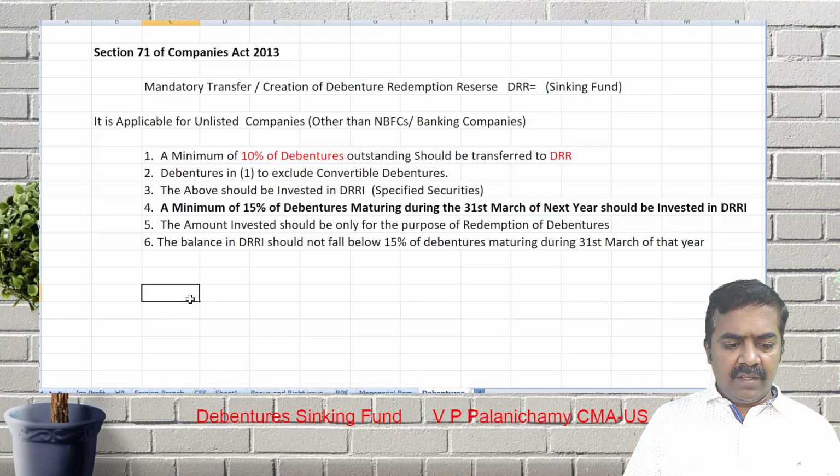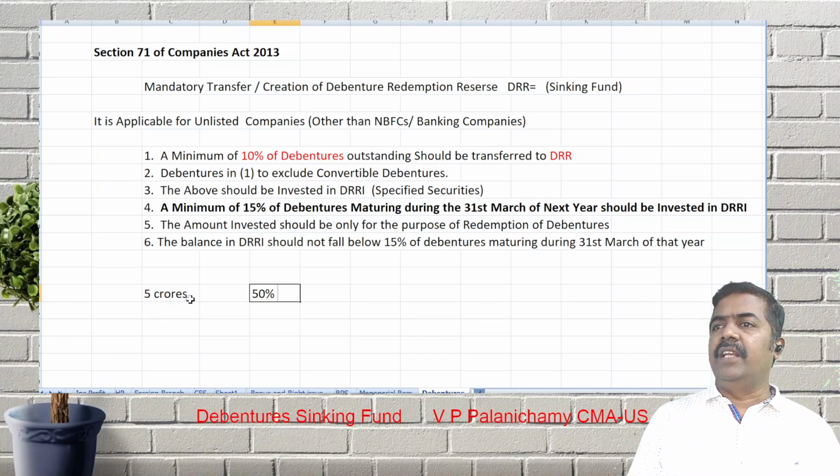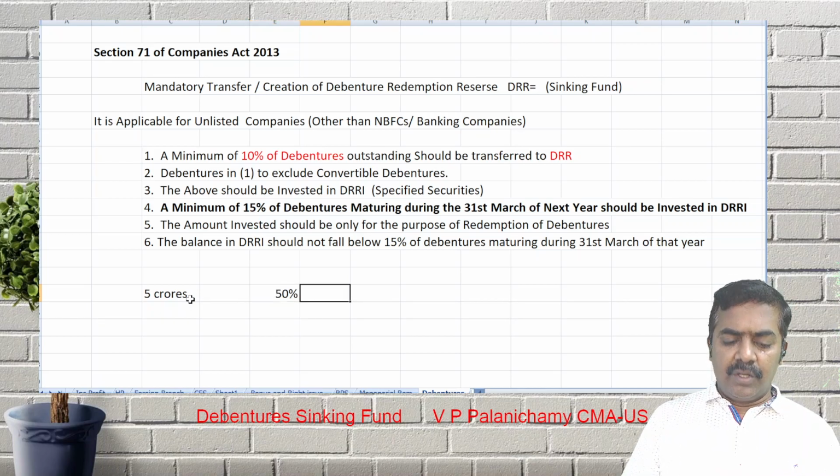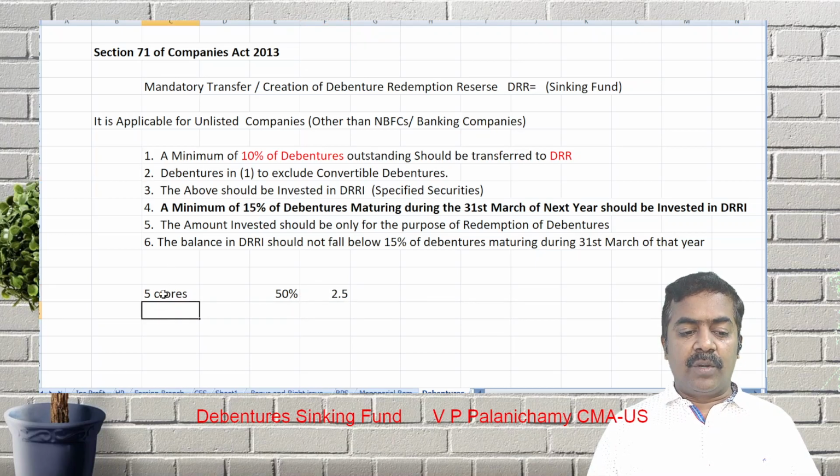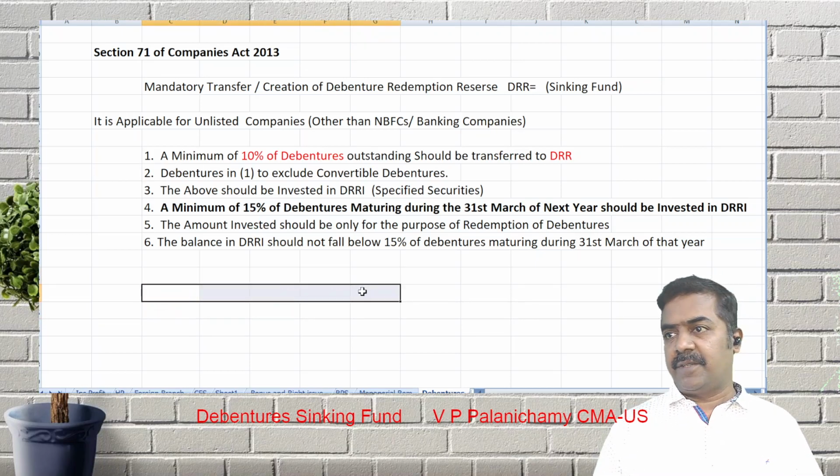For example, we have issued 5 crores debentures. Let's assume 50% are convertible into equity shares. 50% are convertible into what? Equity shares. So for the 2.5 crore, you need not create debenture redemption reserve, because are you going to pay them in cash or going to be converted into equity shares? Going to be converted into equity shares. So this debenture redemption reserve should be created only for the debentures redeemable in cash.